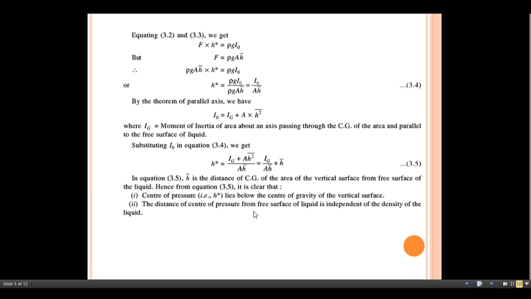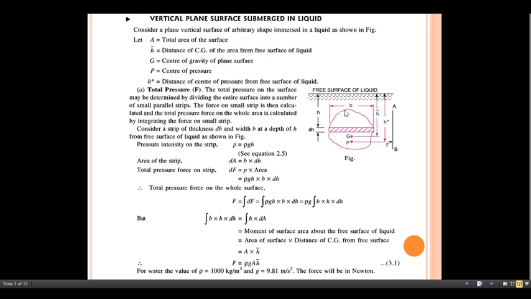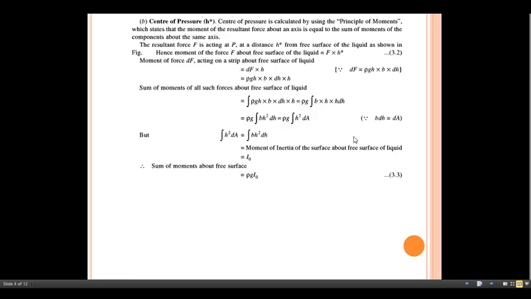So it is clear from this equation that the center of pressure h star lies below the center of gravity of the vertical plane, lies below the h bar, lies below the center of gravity of that particular surface.